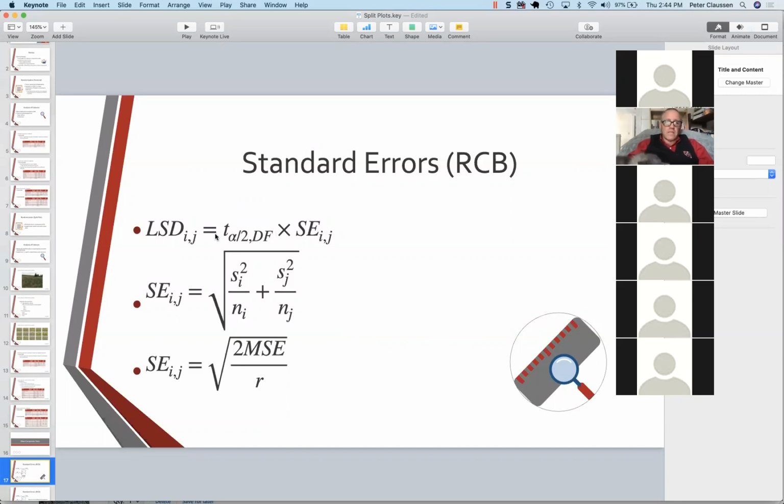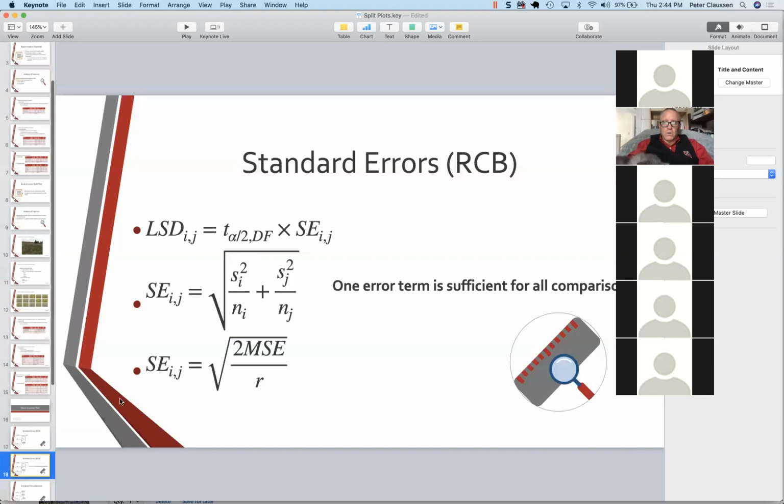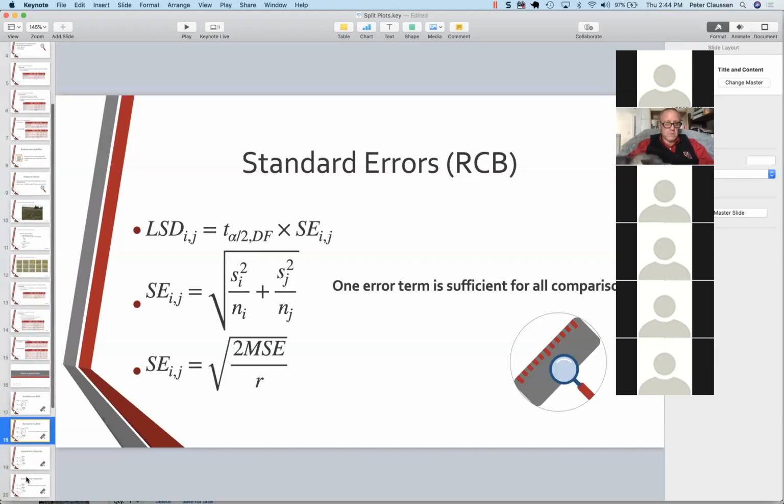And so our LSD at 0.95, two-tailed, gives us our measure of difference that we are going to use to say whether or not these things are significantly different. This is standard for RCB designs. So one error term is sufficient for all the comparisons.